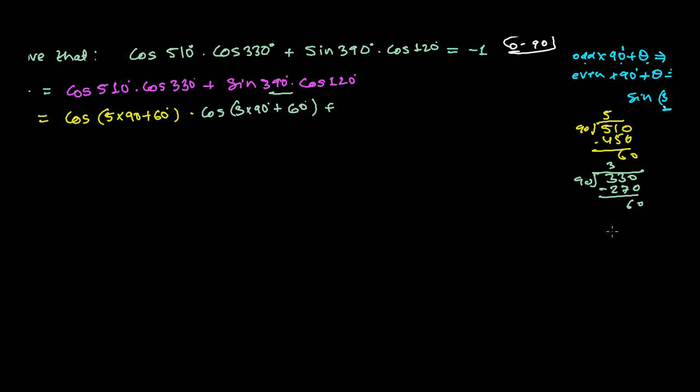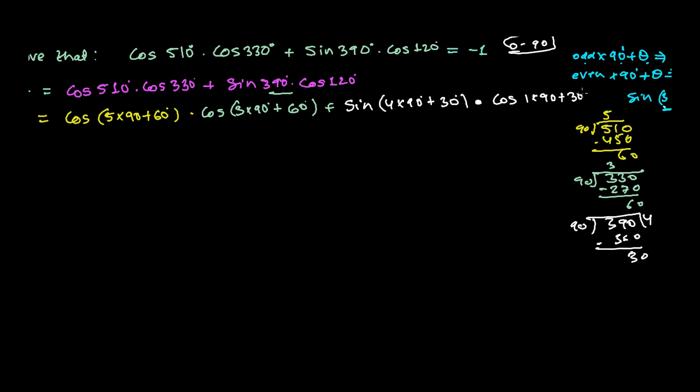Now the turn of this 390. Again I need to divide this 390 by 90, and 9 times 4 is 360, so 390 minus 360 gives 30. So I can write this 390 as the sine of 4 times 90 plus this 30 degree. And now the last one, cos 120. Cos 120 we can write directly also, that is 1 times 90 plus 30 degree.